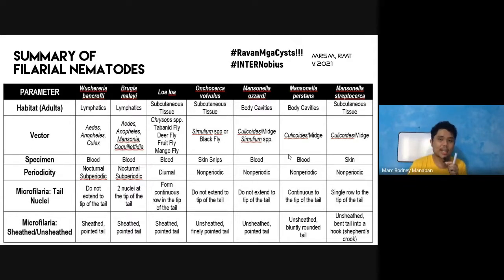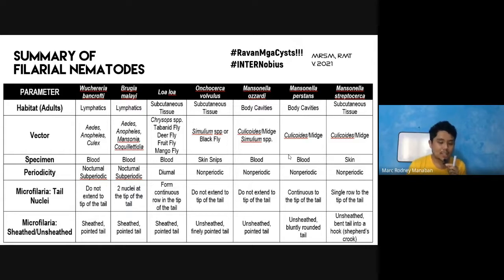For vectors, Wuchereria, Brugia, again, mosquitoes. For Loa-Loa, your chrysops fly, your mango fly, deer fly, tabanid fly. Onchocerca volvulus is Simulium spp, or black fly. For M. ozardi, Manzanella species, dapat Culicoides. But M. ozardi, pwedeng duha yung vectors, Culicoides and Simulium spp. For specimen, as you can see, blood tanan except for Onchocerca and Manzanella streptocerca because the microfilariae can be found in the skin, so skin snips.